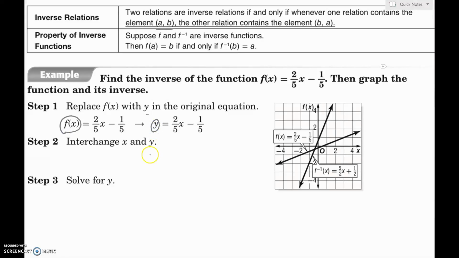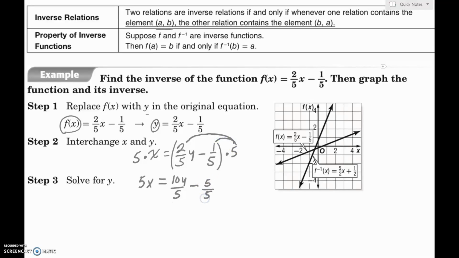So we have the following equation: x equals 2/5 y minus 1/5. And what I'd like for us to do is to go ahead and not use a 5 in the denominator. So we're going to go ahead and multiply the right side by 5 and the left side by 5. And we have the equation 5x equals, and then we apply the distributive property: 5 times 2, which is 10y/5, minus 5 times 1, which is 5/1.